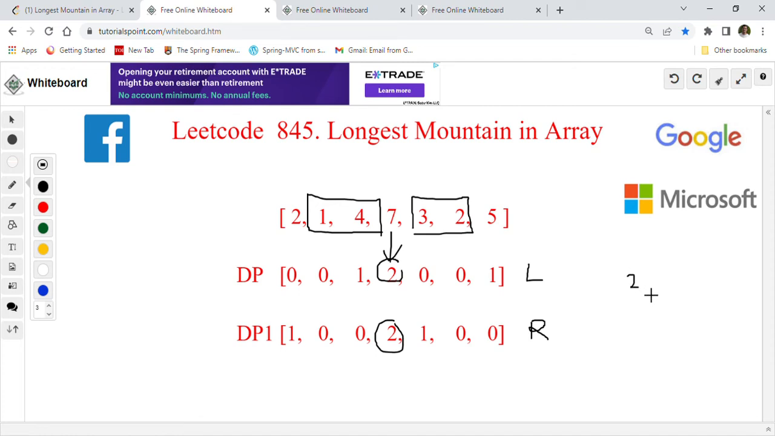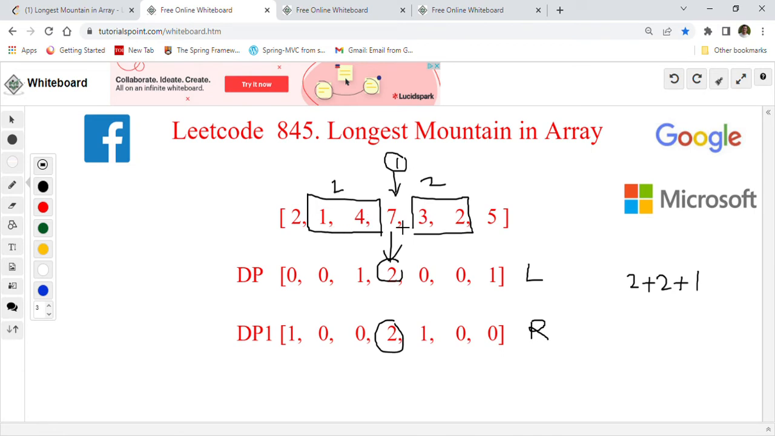So if I want to identify the length of my mountain array, how will I identify it? I'll just put 2 plus 2 plus 1, right? Why did I add 1? Because to get the total length, this is 2, this is 2, and I have to add this 1 for the peak itself. The peak element has a length 1, correct? So total length is 5, right? So this is how we will identify the length of the mountain.